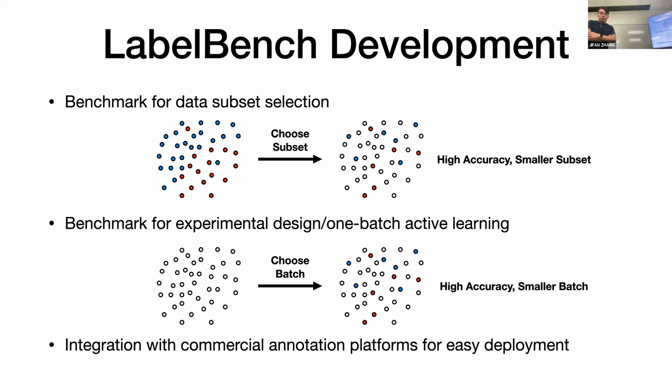And then there's another thing. It's traditionally called experimental design. You can also think of it as a one batch active learning thing. Experimental design mostly started from stats, and it's usually studying linear models. The more modern term is one batch active learning.